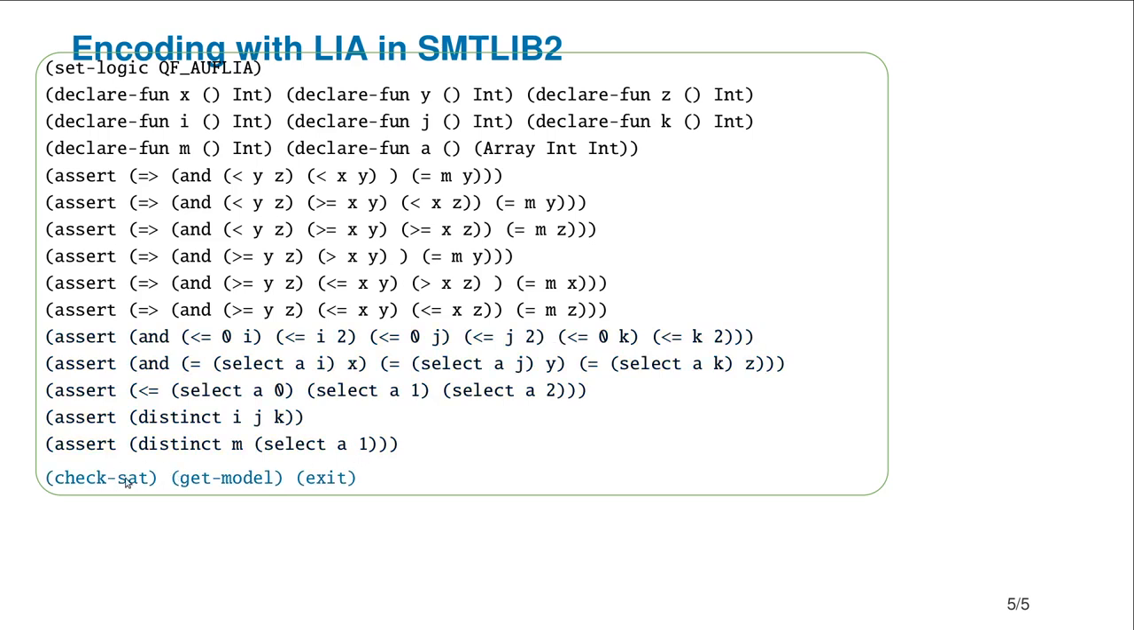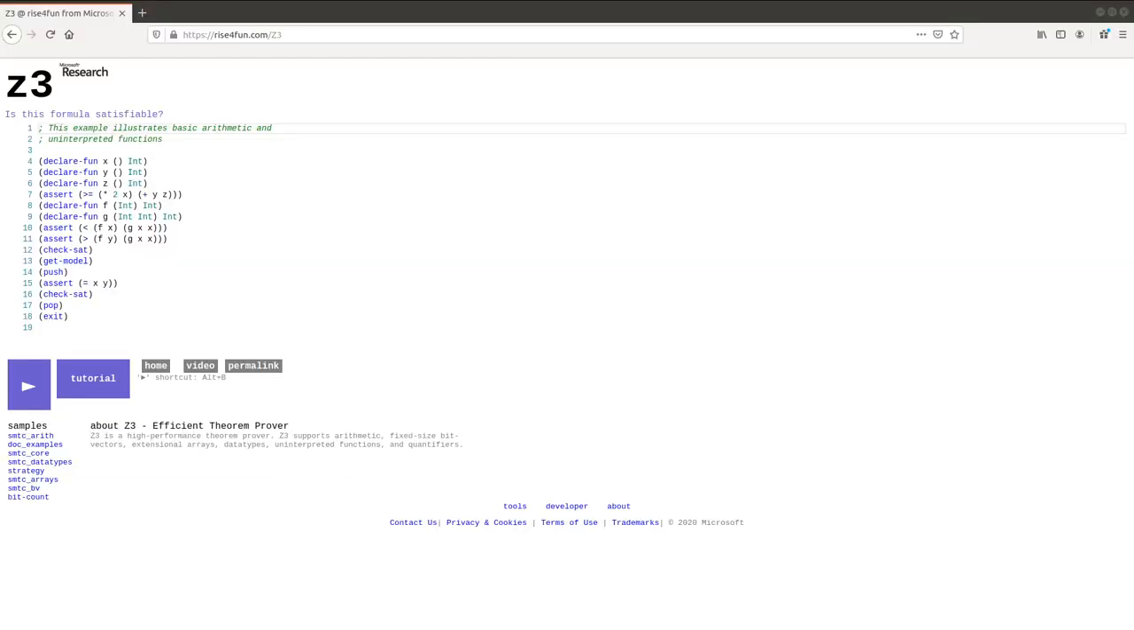And finally, we call checksat, which asks the solver to solve this formula, and if the formula is satisfiable, we can also ask for a model. Now let's see what's happening if I pass the formula to an SMT solver.